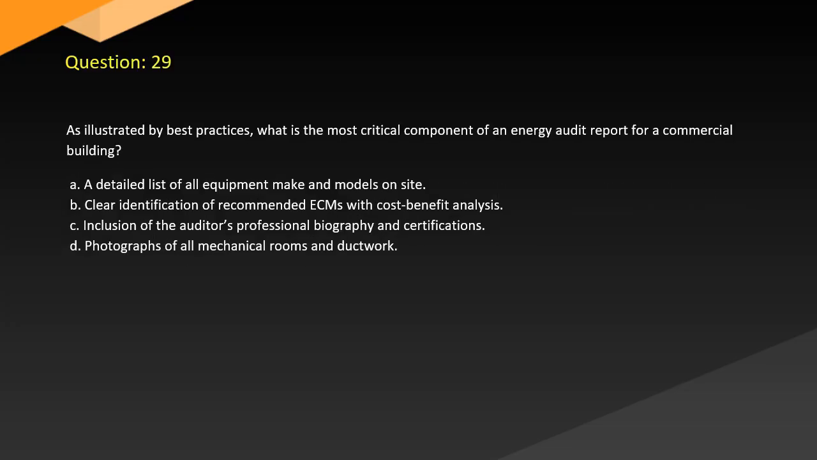Question 29. As illustrated by best practices, what is the most critical component of an energy audit report for a commercial building? A. A detailed list of all equipment make and models on site. B. Clear identification of recommended ECMs with cost-benefit analysis. C. Inclusion of the auditor's professional biography and certifications. D. Photographs of all mechanical rooms and ductwork.